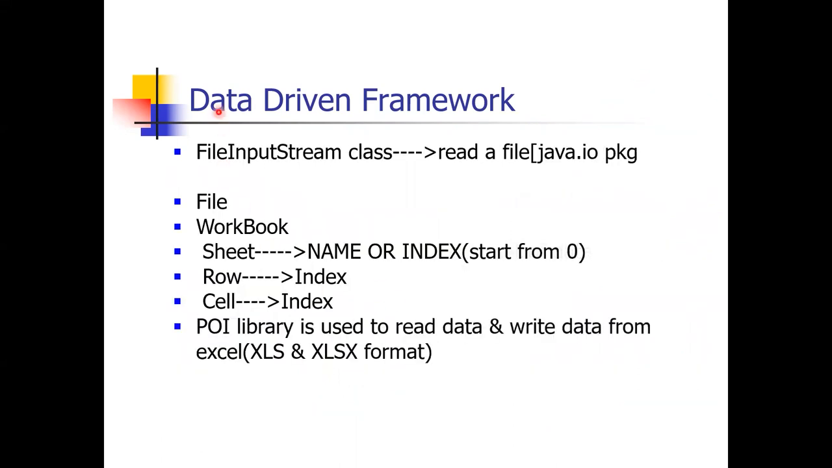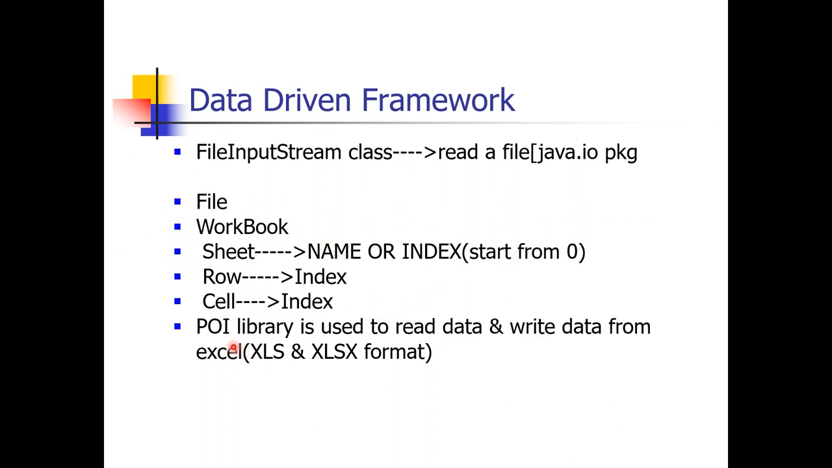So in a data-driven framework, first of all, you have to store the data in some file. For that file, the FileInputStream class is used, and for that class you have to import the java.io package. Because data is stored at one location, that location is your file, and for the file there is a package that you have to import. Now that file is in Excel format, so there is a workbook. Inside the workbook there is a sheet. You have to mention the sheet name, otherwise use the index: sheet 0, sheet 1, sheet 2. Then row by index, and cell, meaning column, by index. This is for an Excel file.